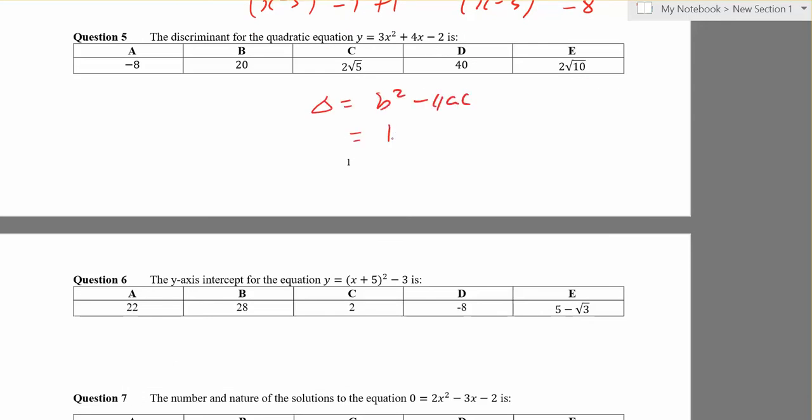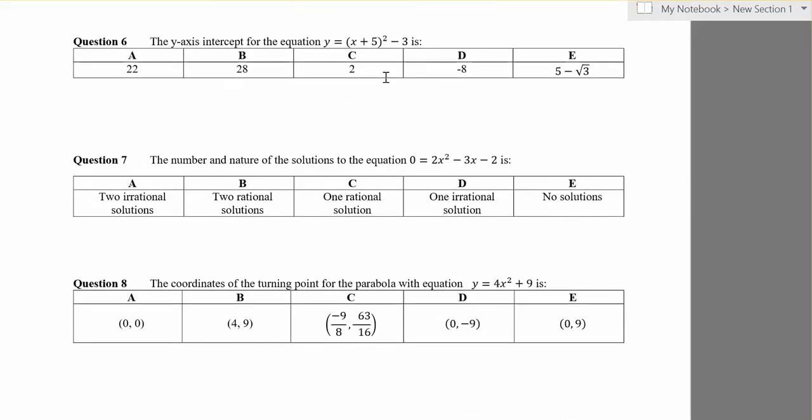The discriminant, okay, the discriminant is b squared minus 4ac. So 4 squared is 16, minus 4ac. That's a plus, 3 fours are 12, 12 times 2 is 24, so 24 plus 16 gives you 40. D. Question 6, the y-intercept, when you sub in x equals 0, so 5 squared minus 3 equals 25 minus 3, which equals 22. So the answer is A.